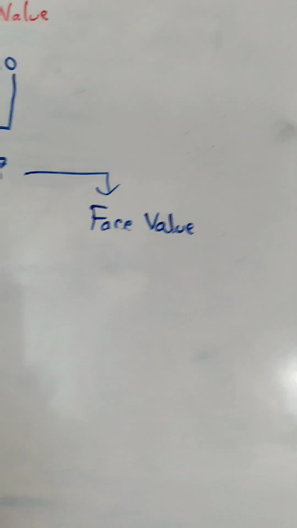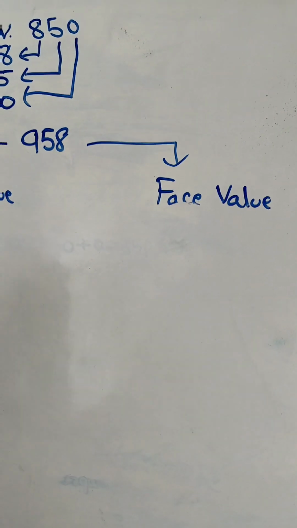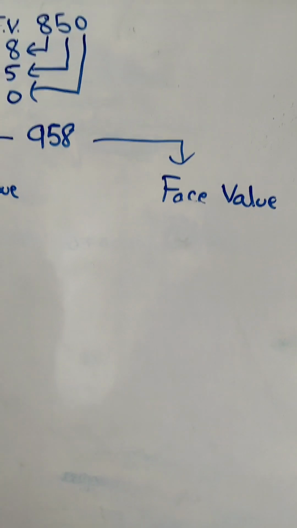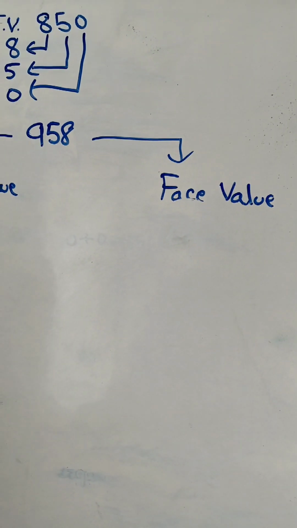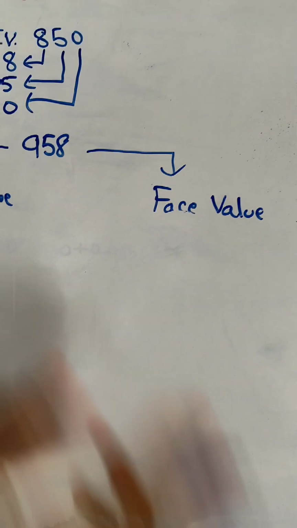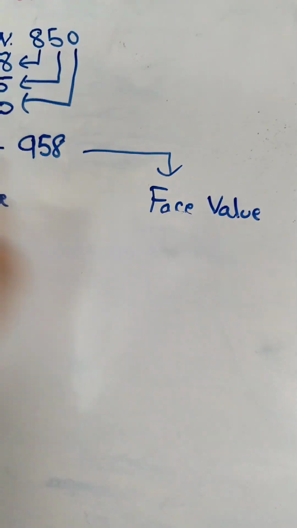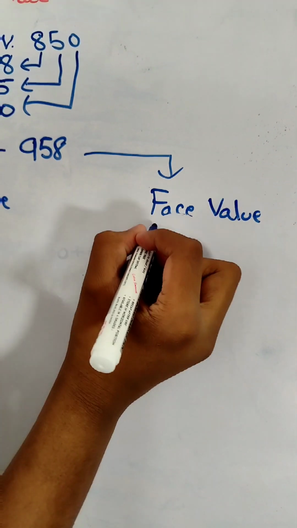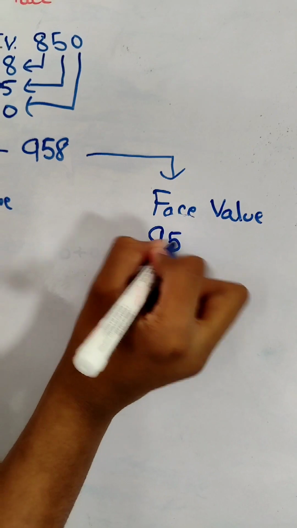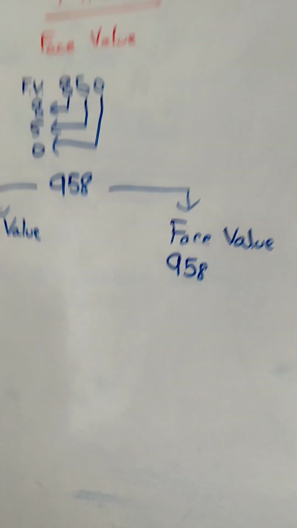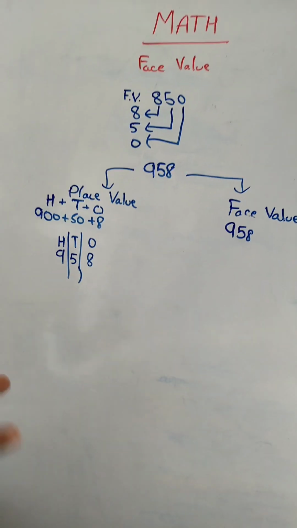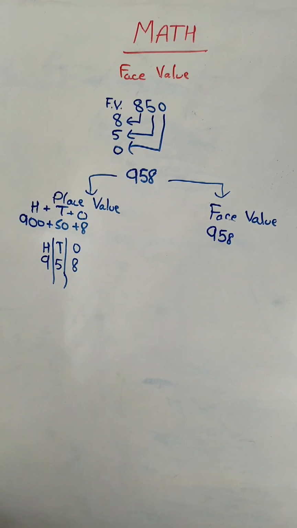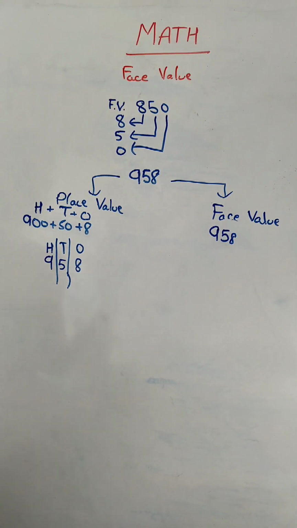Now the face value of 958, you can go ahead and try it on your own. If you've already done it, then come here and check your answer. Face value of 958 is 958, as there won't be any addition or subtraction or multiplication etc. that takes place with the number. It's nothing but the exact replica or copy of that number.